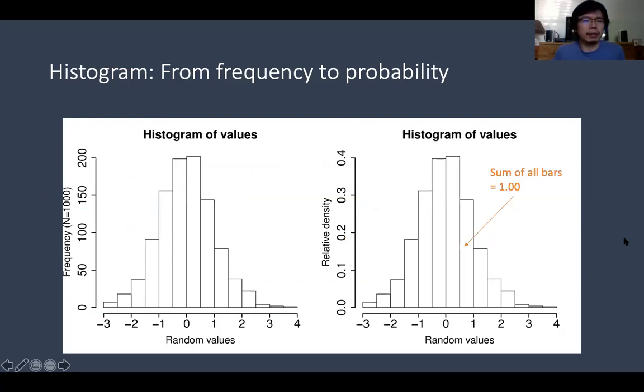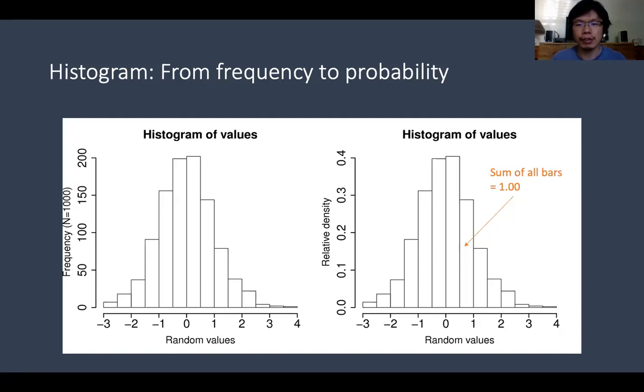We can also change a histogram from frequency to probability simply by changing the y-axis from frequency to probability. In this case, the shape is unchanged. The random values can take from -3 to 4, but we changed from frequency to what we call relative probability, or in this case, relative density. In this kind of case, the sum of the heights of all bars equals 1.0.